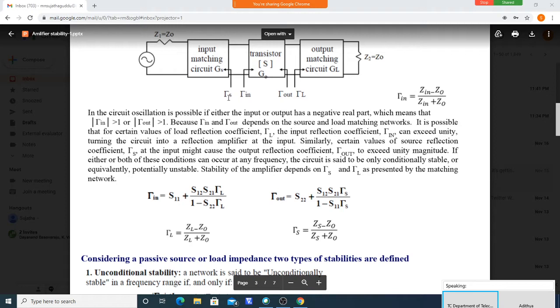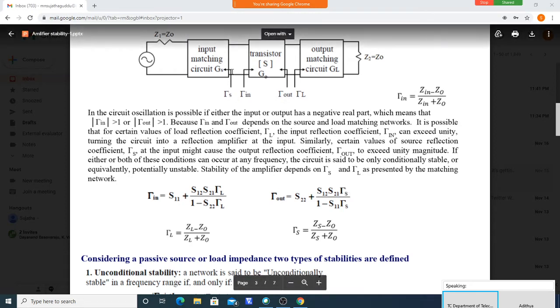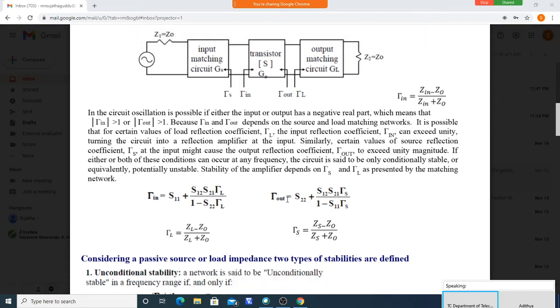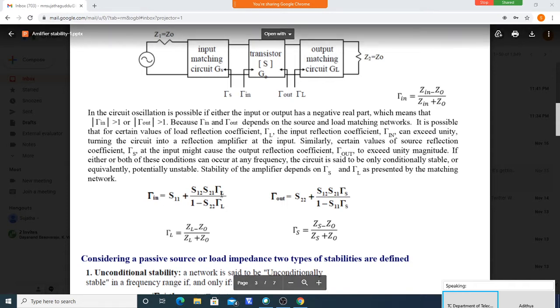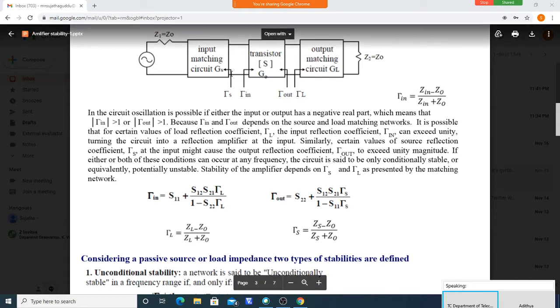Similarly, tau out depends on the input impedance we are setting here. This tau out depends on ZS we are setting here, because tau out depends upon tau S. Similarly, tau in depends on ZL. So tau in depends on ZL, and tau out depends on ZS, the input impedance of the matching network. Now you see, tau in and tau out depend on ZL and ZS.